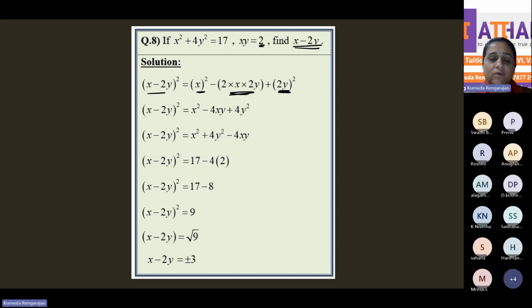You have the value of xy, so use the value of xy. So 17 minus 8, 9. X minus 2y, the whole square is 9. So x minus 2y is equal to the square root of 9. So x minus 2y is plus or minus 3. If you square this one, it will not help you. So whatever you have to find, write that, square it. And it looks like a minus b the whole square, so a square minus 2ab plus b square.